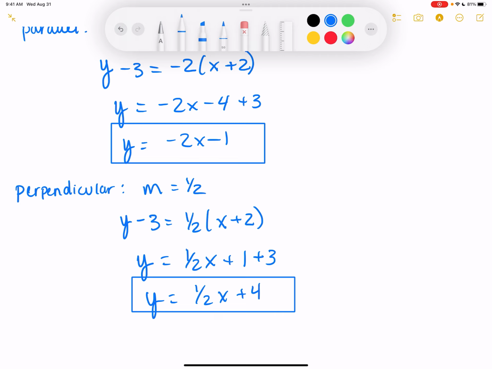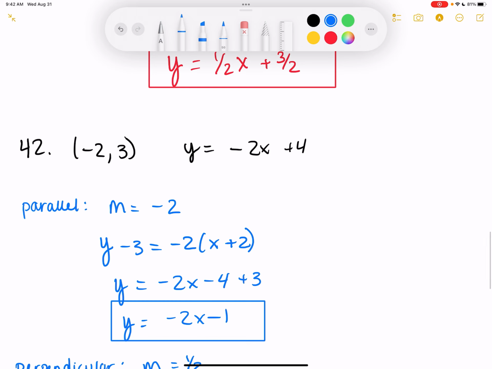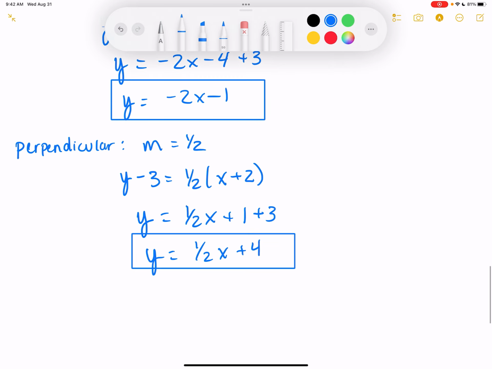Okay, and then just something to keep in mind: instead of how they gave you this line that was already in slope-intercept form, if they give it to you in general form, you need to move the x's over to the right, and then you need to divide by whatever is in front of y, by both things on the other side, to be able to do it.